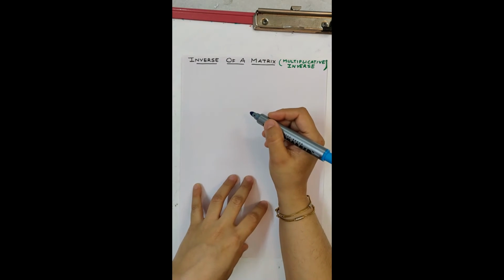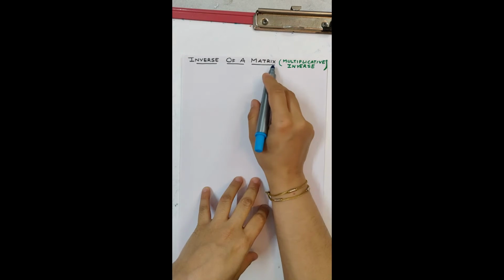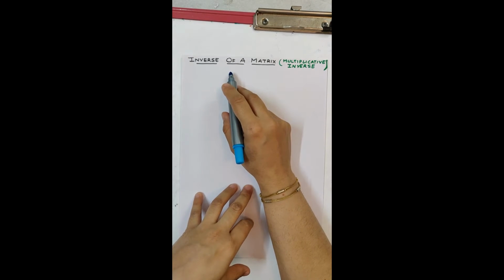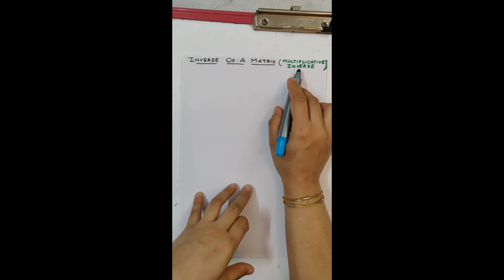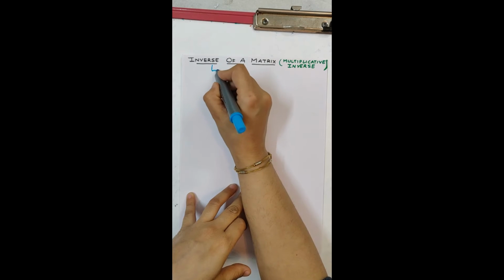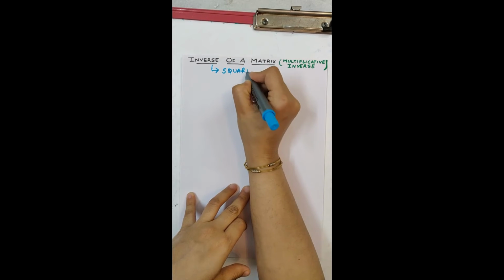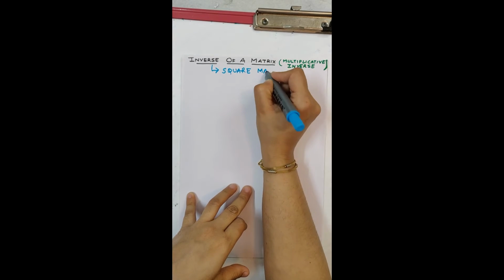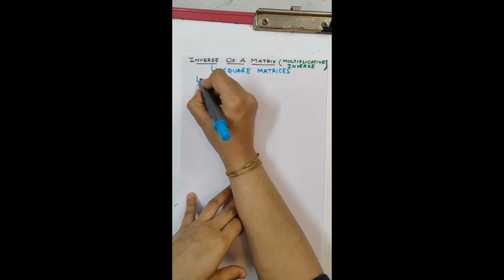We shall now use our knowledge of elementary operations to find out the inverse of a matrix. For that, let's first understand what is the inverse of a matrix. Now, when I say inverse, I am referring to the multiplicative inverse, and this shall be calculated only for square matrices. All right. So, I am now taking a square matrix.